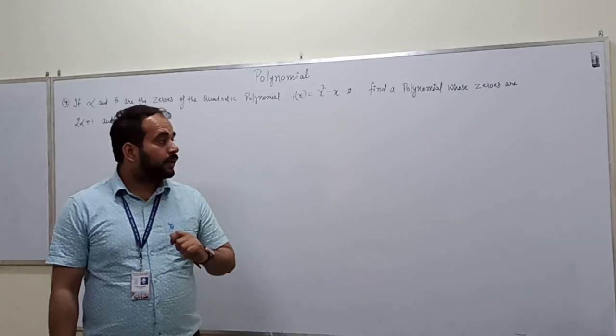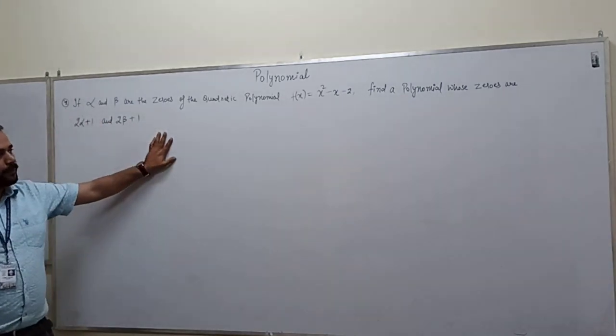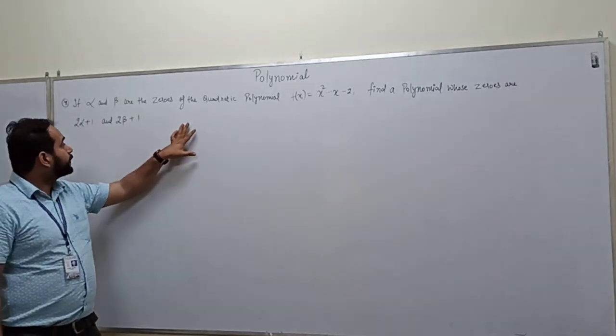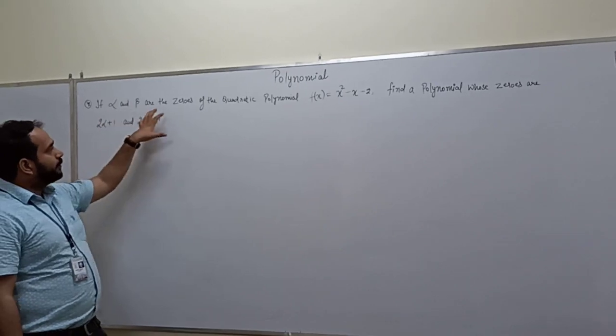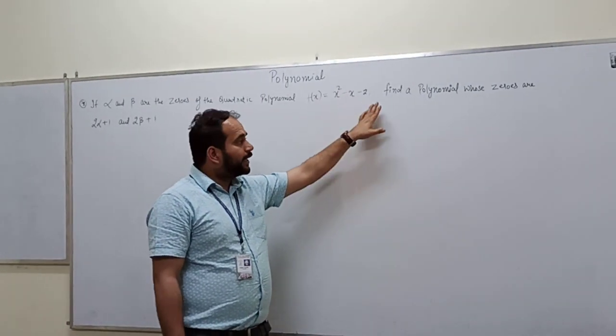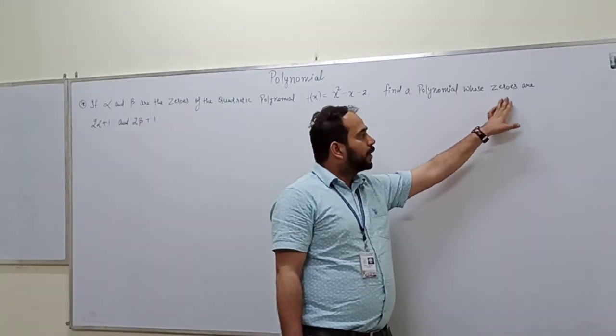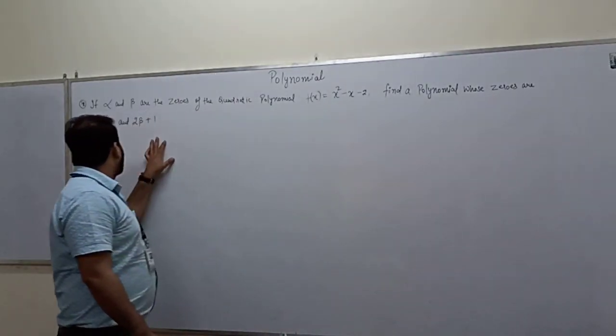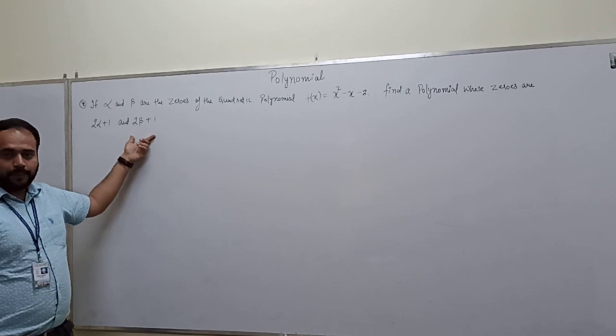We can have one more type of question based on these properties, which says that if alpha and beta are the zeros of a polynomial f(x) equals to something, then find a polynomial whose zeros are 2 alpha plus 1 and 2 beta plus 1.